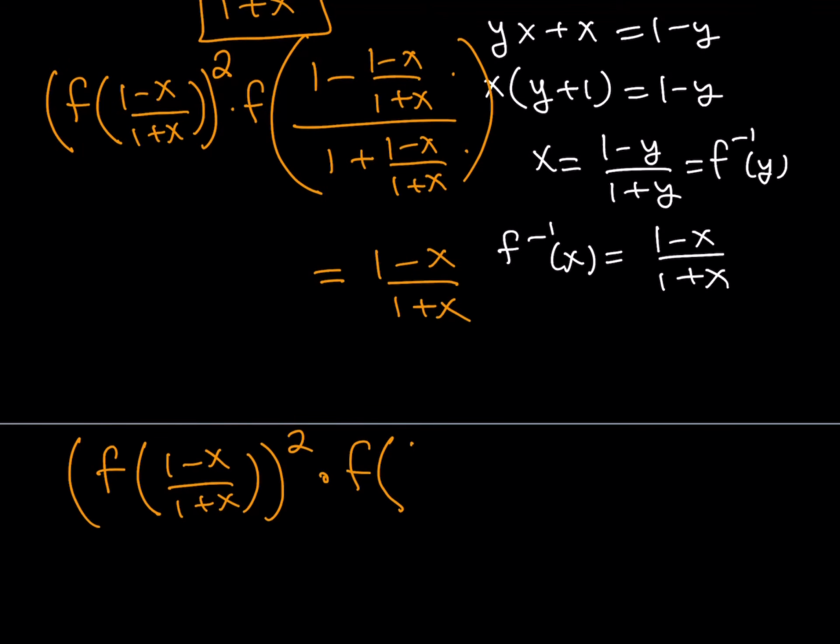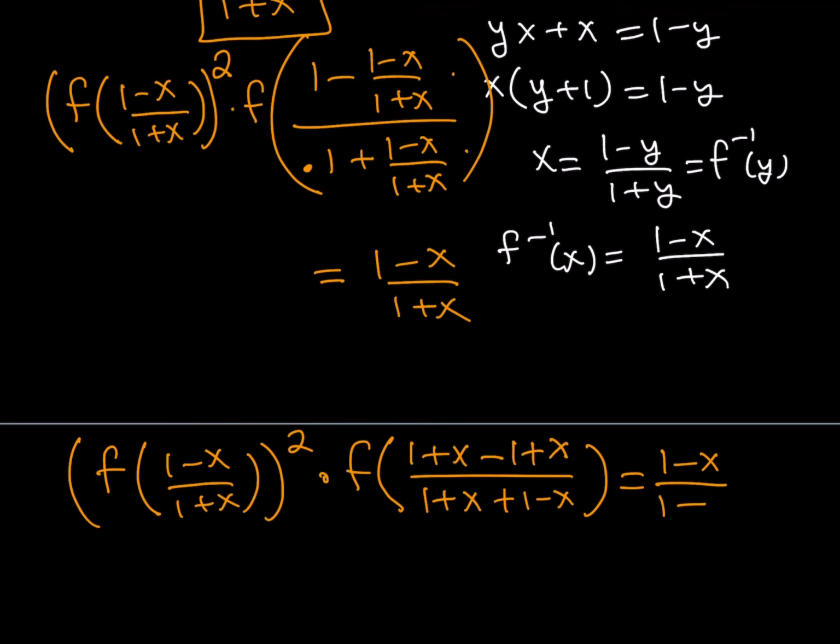You're going to be getting 1 plus x minus 1 minus x, which you can write as -1 plus x, divided by, at the bottom here, you should be getting something like 1 plus x plus 1 minus x. Cool. And the right-hand side is going to equal 1 minus x divided by 1 plus x, because remember, we replace x with 1 minus x over 1 plus x. Make sense? Hopefully it does.